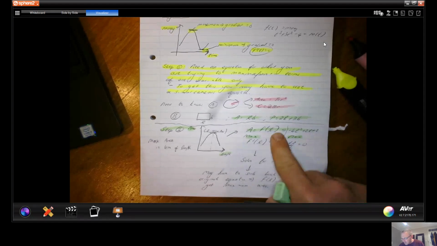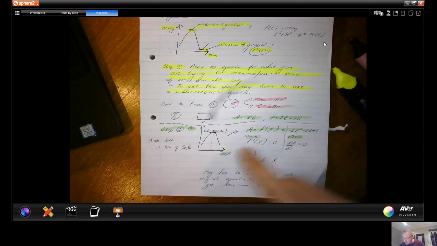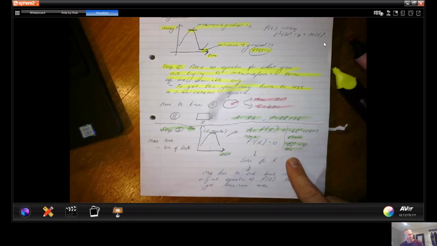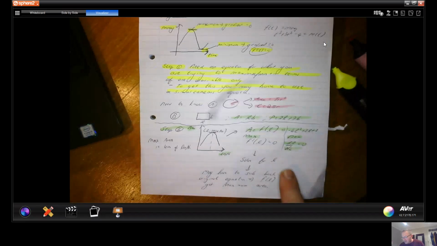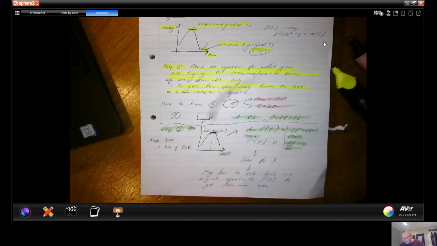Once you've got an equation in terms of one variable only, the maximum is going to occur when the derivative, which I'm going to write as dA dL, is equal to 0. Sorry, wobbly desk again. That's going to be the basis of your equation. Maximum occurs when the gradient is 0. Think of the graph. Maximum when the derivative is equal to 0.